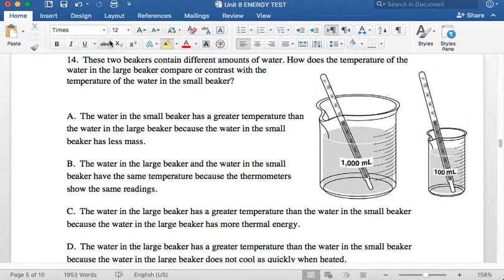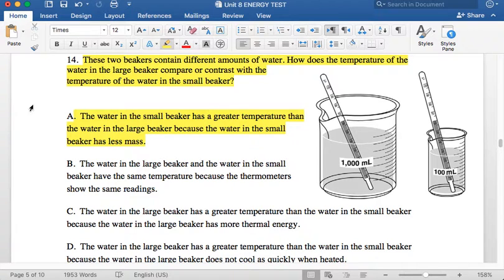Going on to 14. There's a picture for number 14 right here with two beakers, one reading 1,000 milliliters and the other reading 100 milliliters. These two beakers contain different amounts of water, as shown. How does the temperature of the water in the large beaker, so here's the temperature, compare or contrast with the temperature of the water in the small beaker?